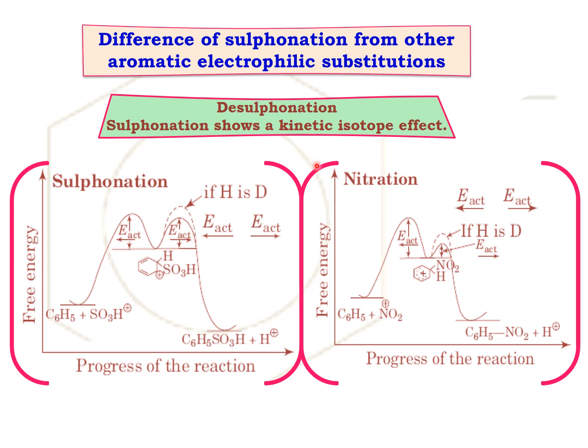When comparing with the nitration reaction, nitration for non-deuterated benzene is found to be very easy, and for deuterated benzene it is also somewhat easy, because the energy levels for both non-deuterated as well as deuterated benzene were found to be less than the intermediate. So, the sulfonation reaction was found to be reversible, as well as showing the kinetic isotope effect.